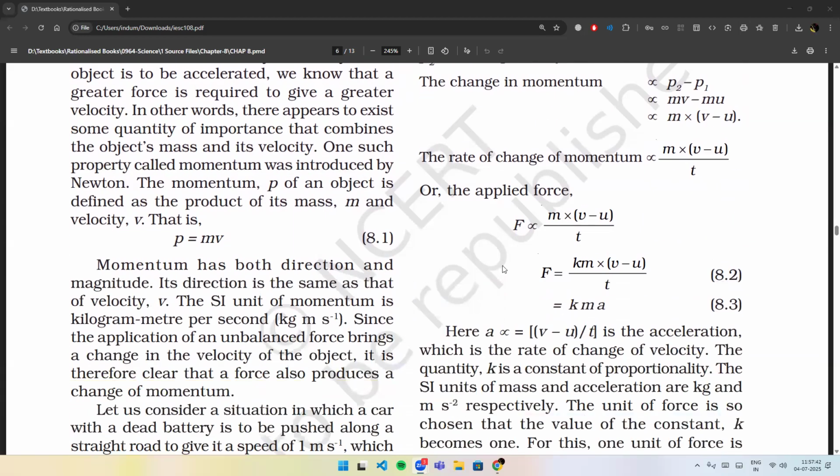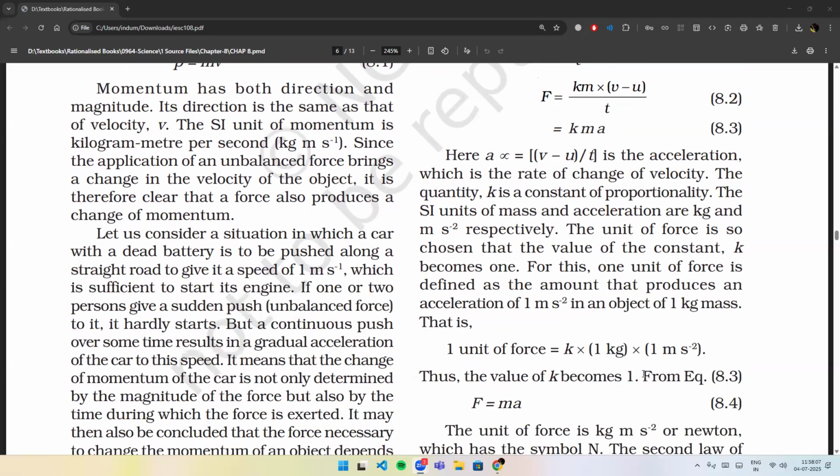So F, the applied force, is directly proportional to m into v minus u over t, and changing the sign of proportionality, we have F is equal to km into v minus u over t, and F is equal to kma, as a is equal to v minus u by t, which is the acceleration and is the rate of change of velocity. The quantity k is a constant of proportionality. The SI units of mass and acceleration are kg and meter per second square respectively. The unit of force is so chosen that the value of the constant k becomes 1.